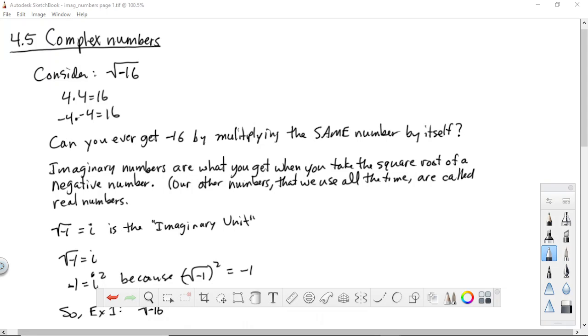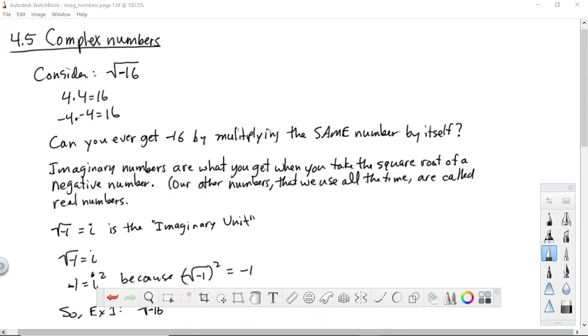Hello, algebra students. Today we're going to look at complex numbers. These arise when we take the square root of a negative number. So consider, for example, the square root of negative 16, like we have here.